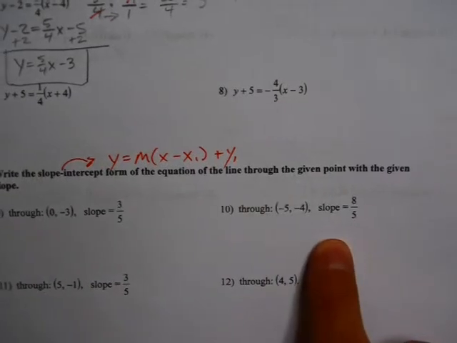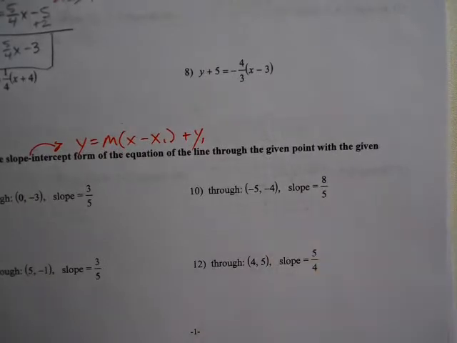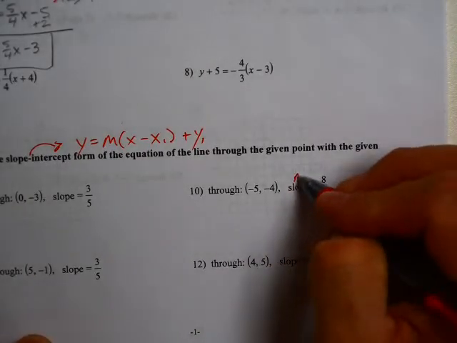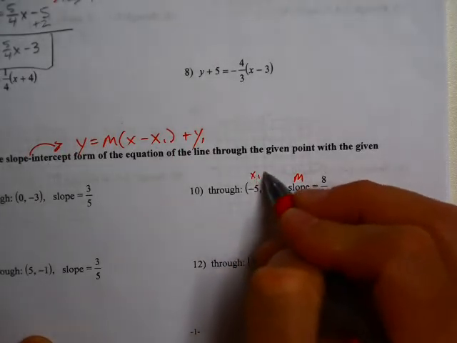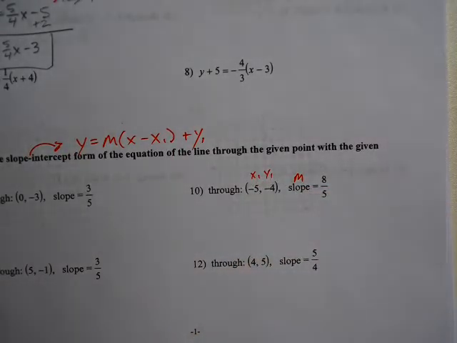So we're going to look at number 10. The slope is the m. The negative 5 and the negative 4, that's our x1 and y1, right? X is before y's. Slope, y is on top of x's.